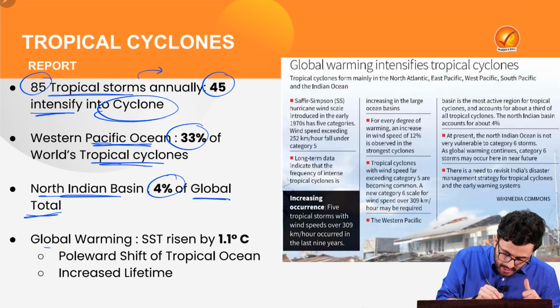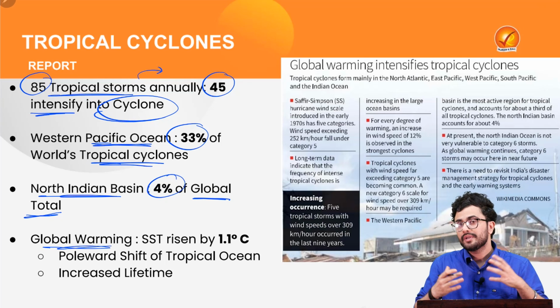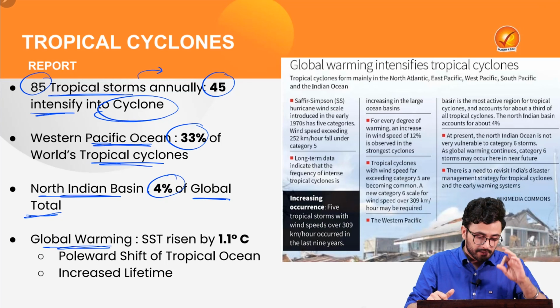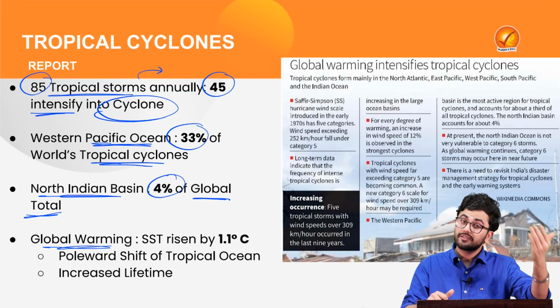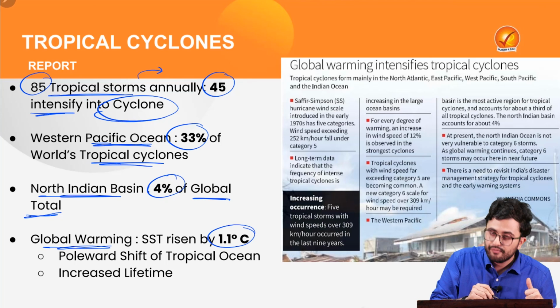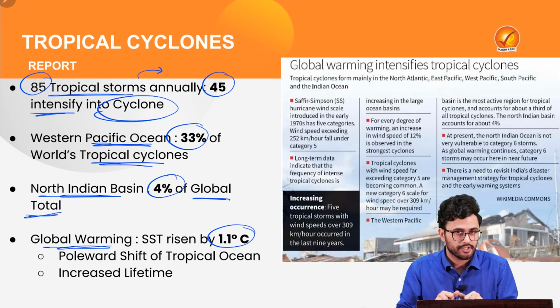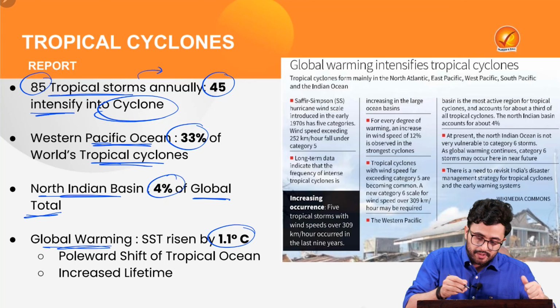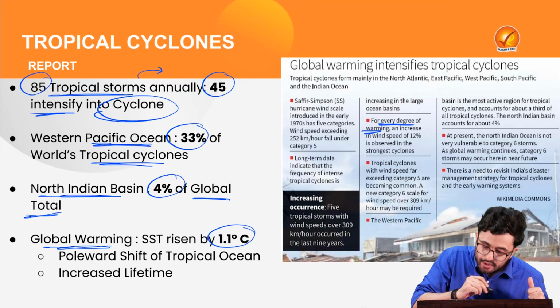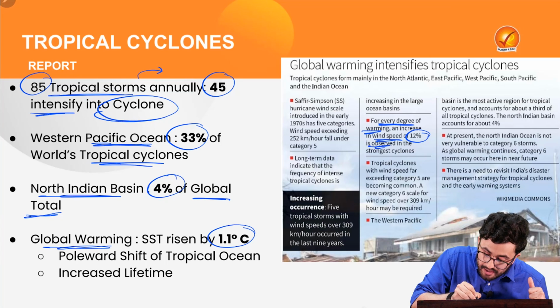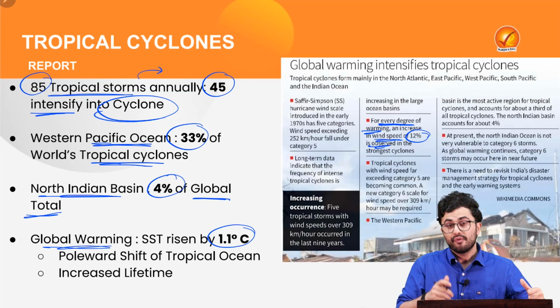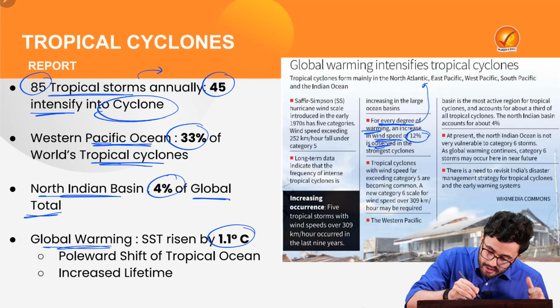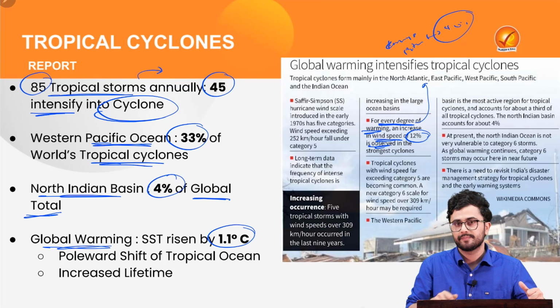Now, as we know that global warming is taking place, the sea surface temperature has risen by more than 1.1 degrees Celsius. And as per the report, for every degree of warming, an increase in wind speed of 12% is observed, which actually increases the damage potential by 40%.